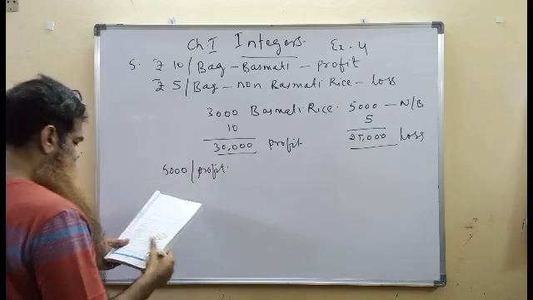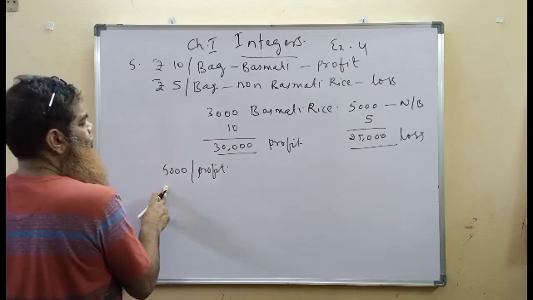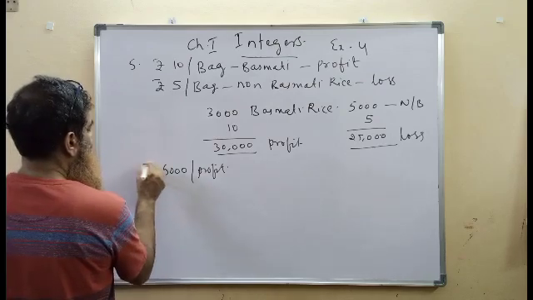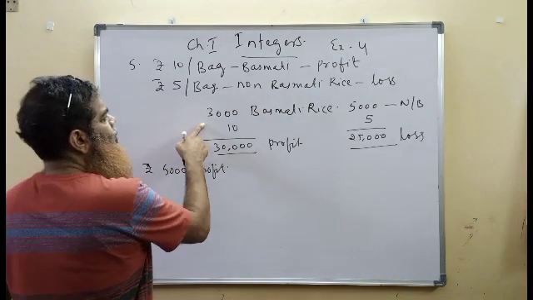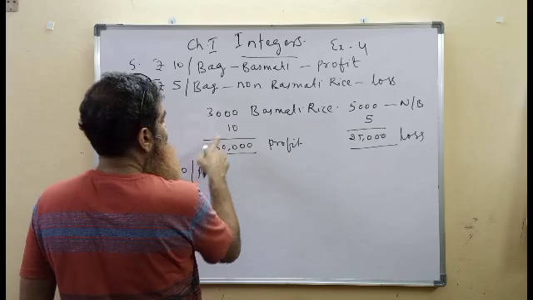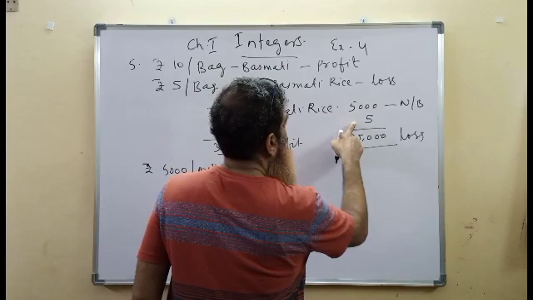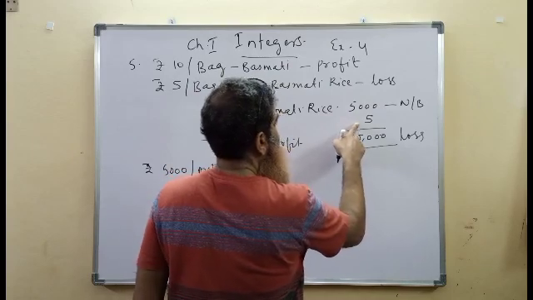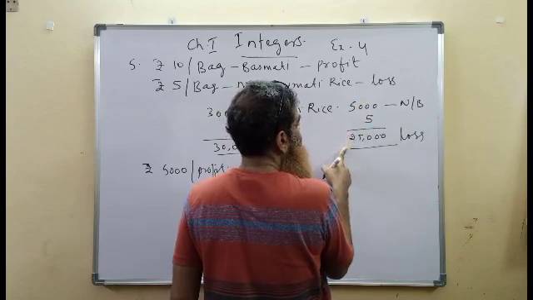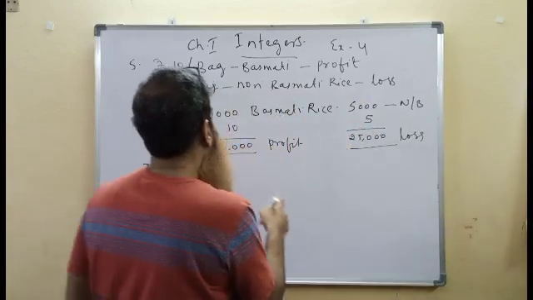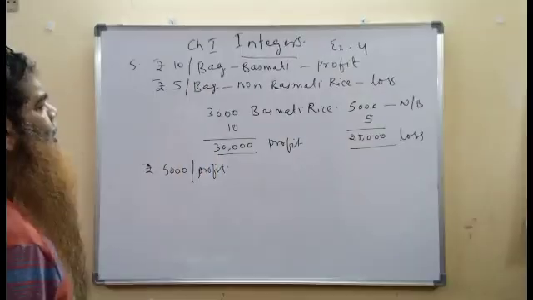What is his profit or loss in a month? His profit is 5,000 rupees per month because he is selling 3,000 bags at 10 rupees profit. So the profit was 30,000 rupees, and the loss of selling non-basmati bags at 5 rupees per bag, and he sold 5,000 bags, the result is 25,000 rupees was the loss. His profit was 30,000.